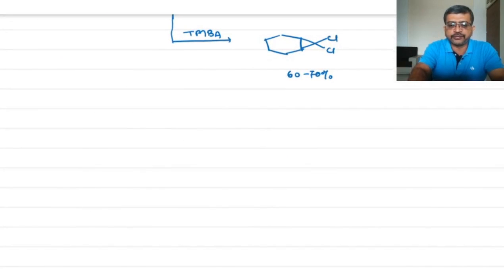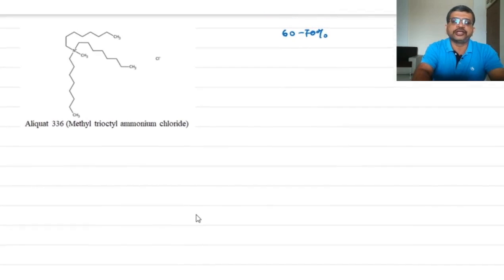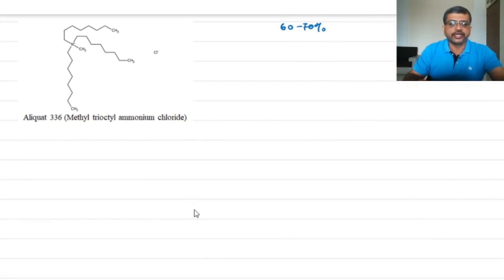We will see another example of phase transfer catalyst, like Aliquat 336. Aliquat 336 is methyl trioctyl ammonium chloride. This makes available the H2O2 molecule or the HO2 minus anion in the organic medium.